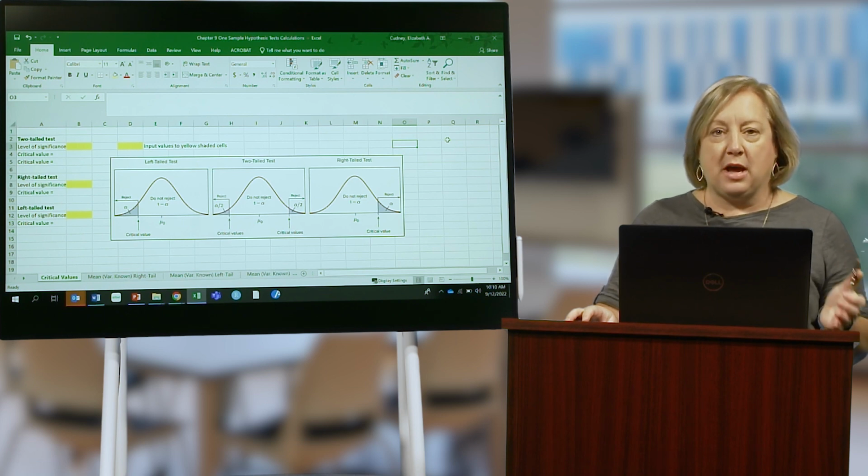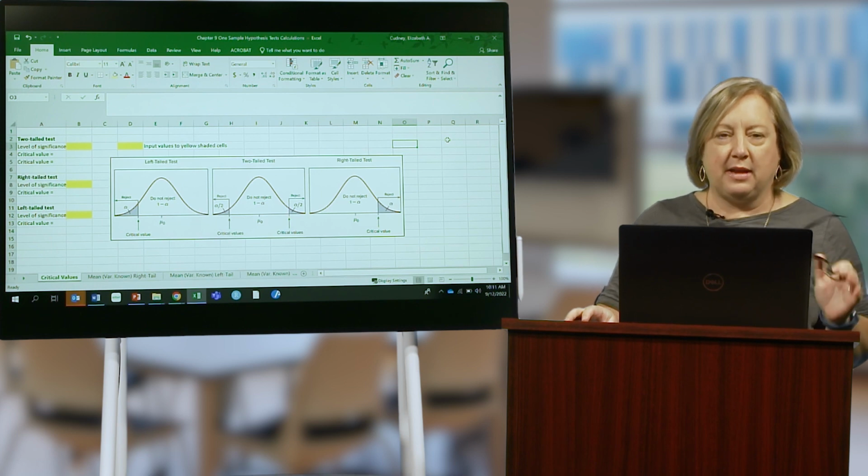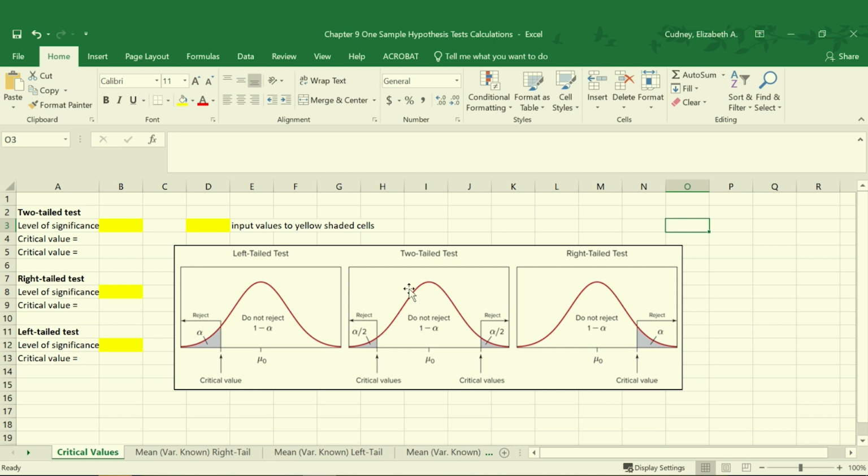However, we can also calculate those values using Excel. So let's go through and calculate our critical values. If we have a two-tailed test, we're actually going to use our critical values of alpha over 2. To calculate those, we can use the norm.s.inverse function so that we can get the right-hand side of the distribution.